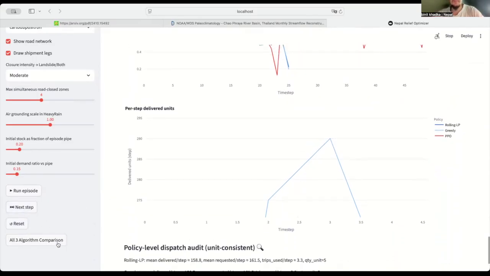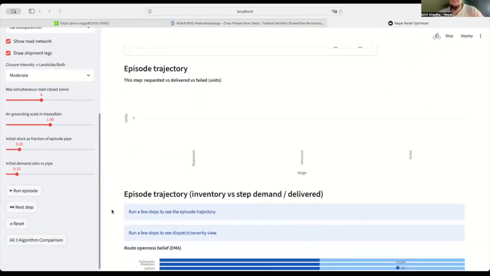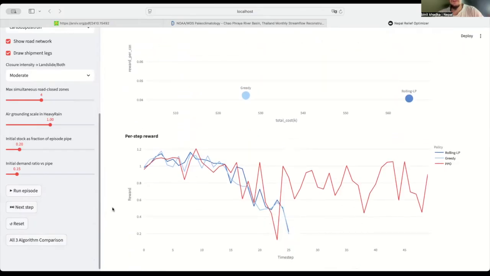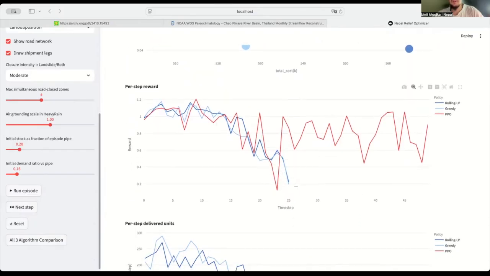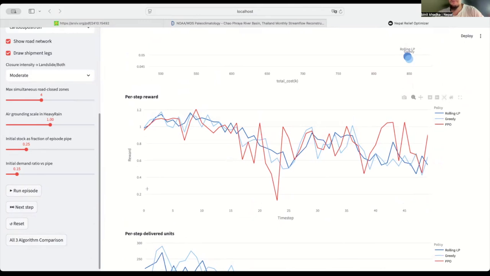If I run this again, you can see the units being sent get over by the 25th time step. Now if I increase the initial stock size to 25 and run the same algorithm, you can see it will be able to distribute for the whole episode, which is 50 time steps.